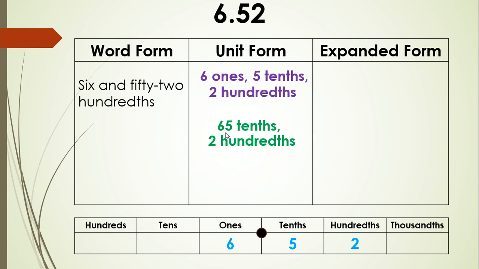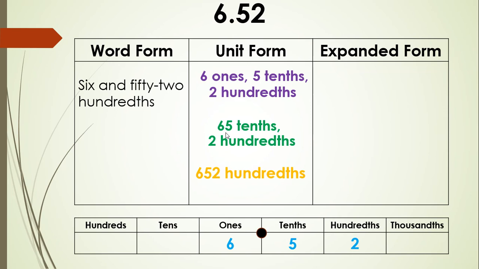Finally, the third way is to combine all of the digits and all the place values. So you can see we've underlined 652, and since the 2 is in the hundredths place, we're going to label it as hundredths. 652 hundredths. Finally, we're going to rewrite this in expanded form.